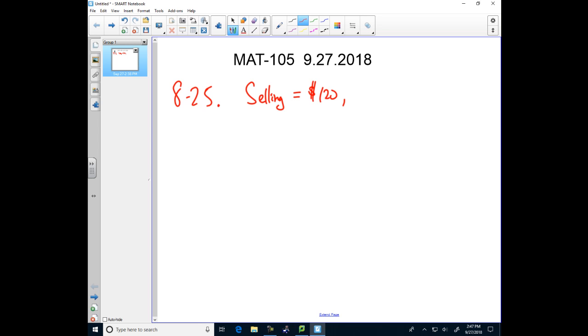They wanted to do a 30% markup. On what? On selling price. And what are we looking for? We're looking for the cost, isn't it? What we can pay for them. So these are the things we have to work with here.